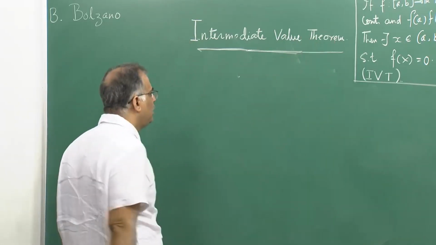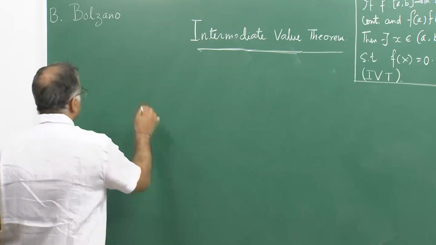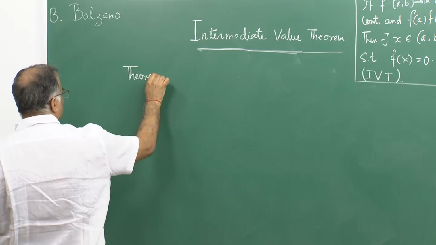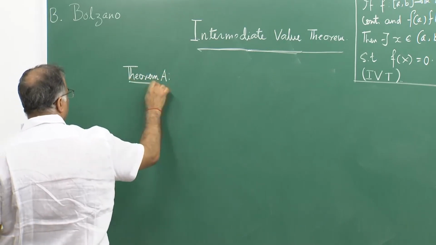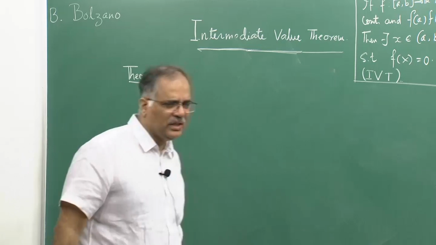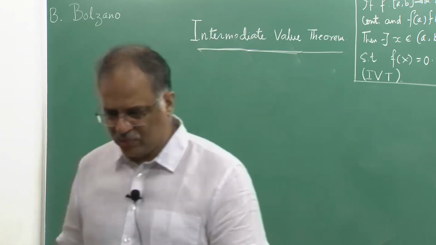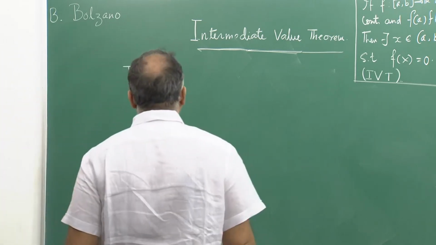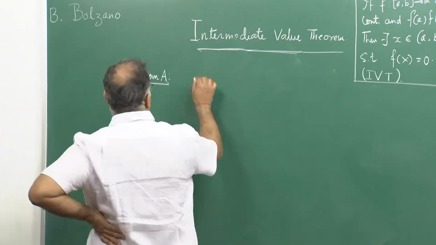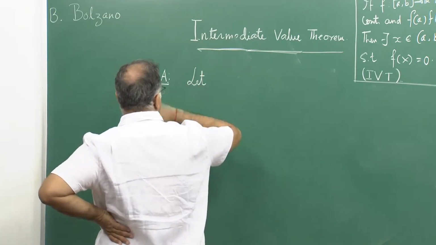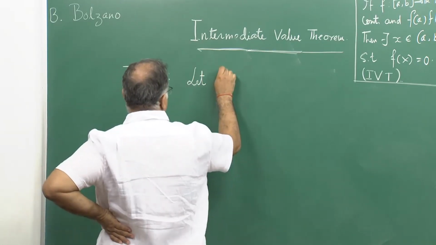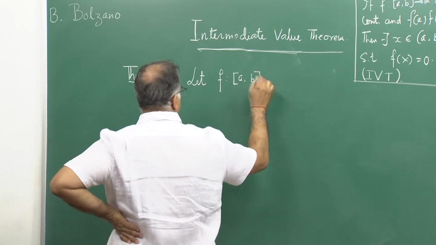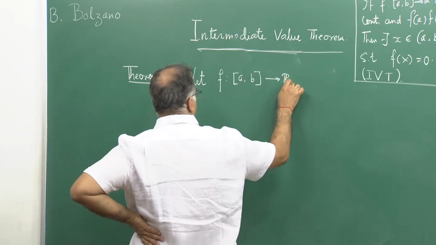So, let us see what is an immediate effect of that IVT. Maybe the first conclusion, I should write it as a corollary actually, but I am writing it as a theorem, because this is what is written as IVT by many books. What I am going to now write down is IVT. So, let f from [a,b] to R be continuous.